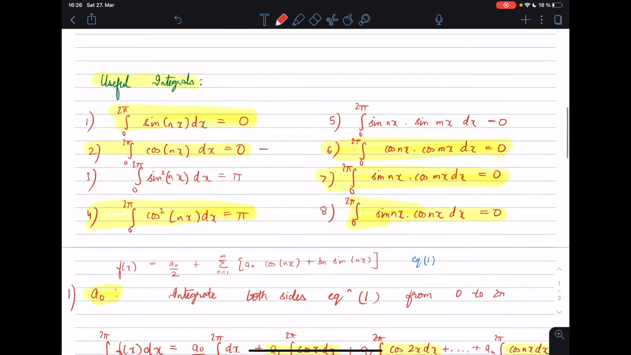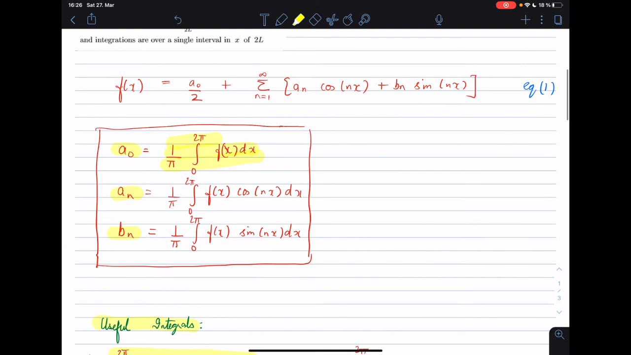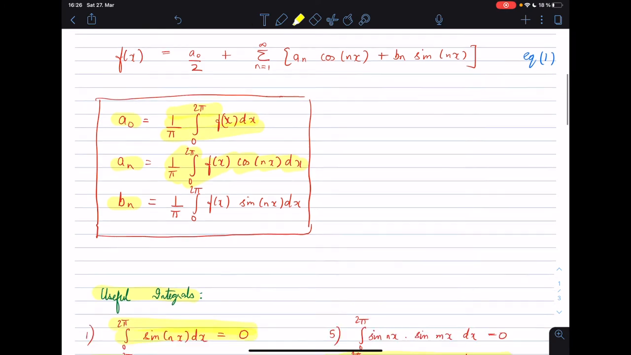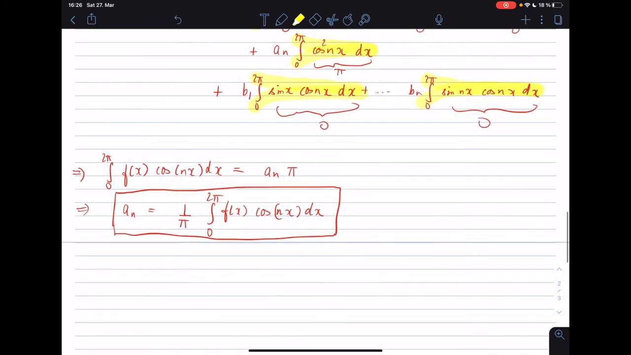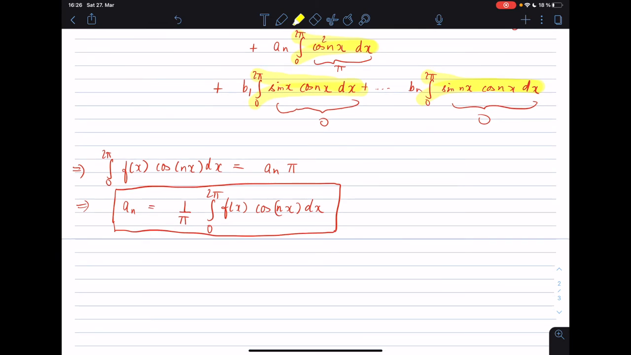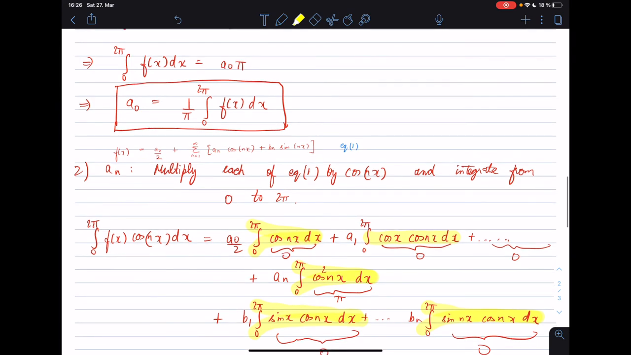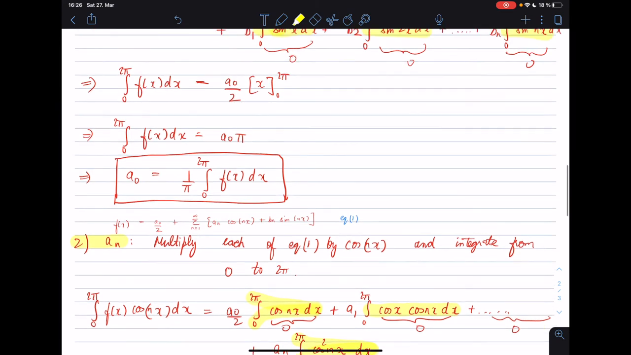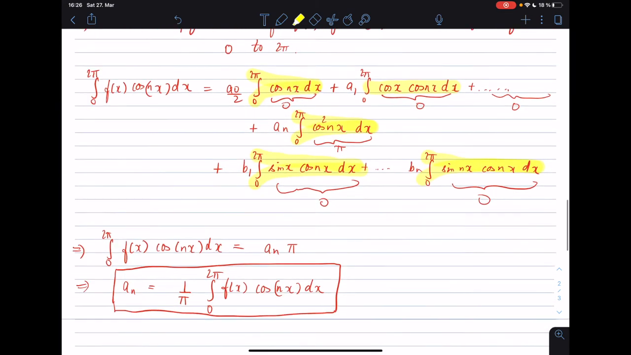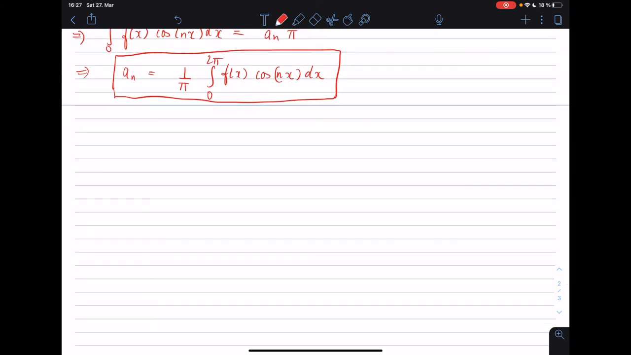So if you have a look at what we started out earlier, so this is what I said the a n coefficient would look like. It would be 1 over pi integral of f of x cos nx from 0 to 2 pi, and that is what we got as well over here. So that is how you evaluate the first two Fourier coefficients a naught and a n. And now we will move on to evaluating the last Fourier coefficient corresponding to the sinusoidal terms, that is bn. So now we will evaluate bn.